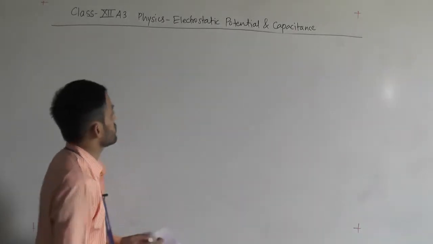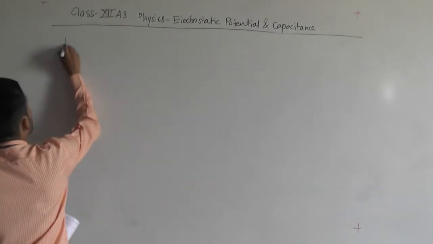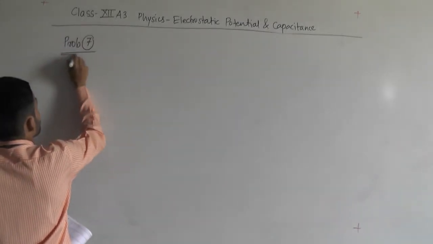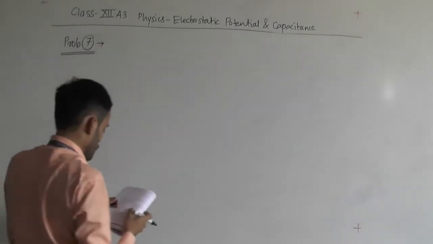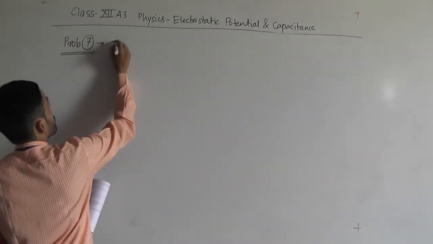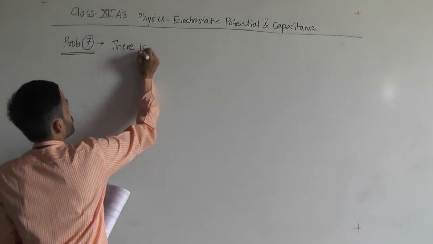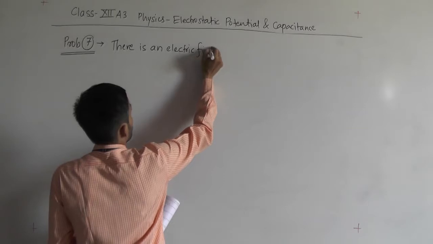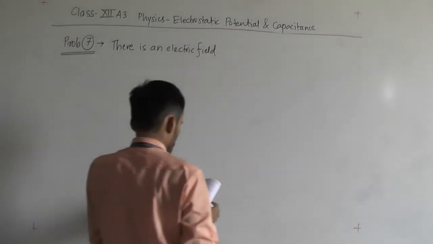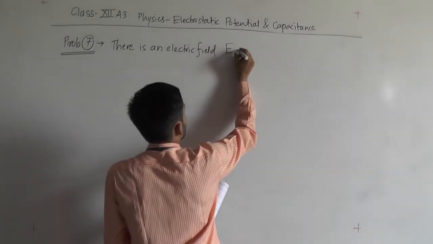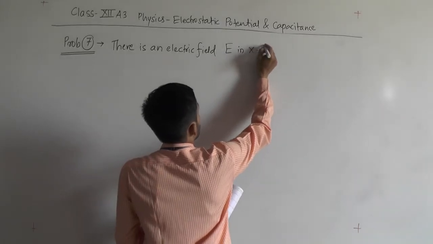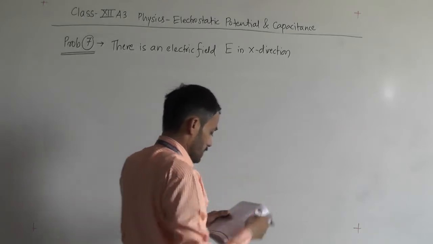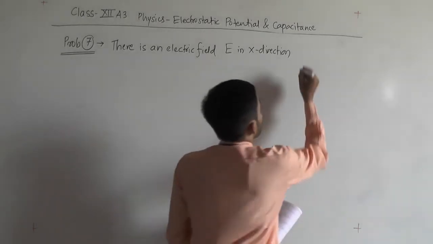और एक प्रॉब्लम सॉल्व करते हैं, थोड़ा सा क्रिटिकल है तो ठीक से लिख के लीजिए. प्रॉब्लम नंबर 7. प्रॉब्लम नंबर 7 में क्या दिया है? There is an electric field E, capital E, in x direction.